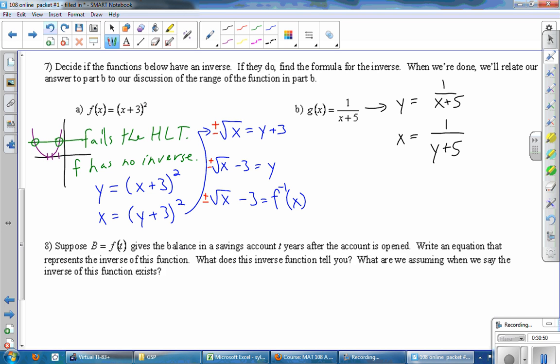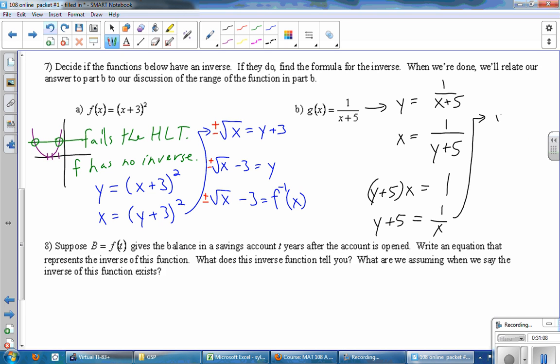Okay, so hopefully we multiplied both sides by y plus 5. It's fine to distribute there, but it's not mandatory. In fact, it's probably easier to move that x over. Don't distribute it, just divide both sides by x. And then still trying to solve for y, so we go y equals 1 over x minus 5. And then finally, instead of y, we'll call it g inverse of x.